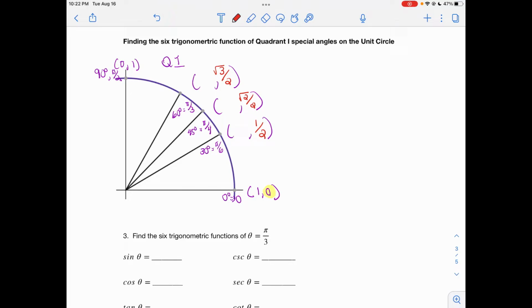So the sine of pi over 6 is 1/2. The sine of pi over 4 is square root of 2 over 2. The sine of pi over 3 is square root of 3 over 2, because sine is equal to the y value when it's on the unit circle.